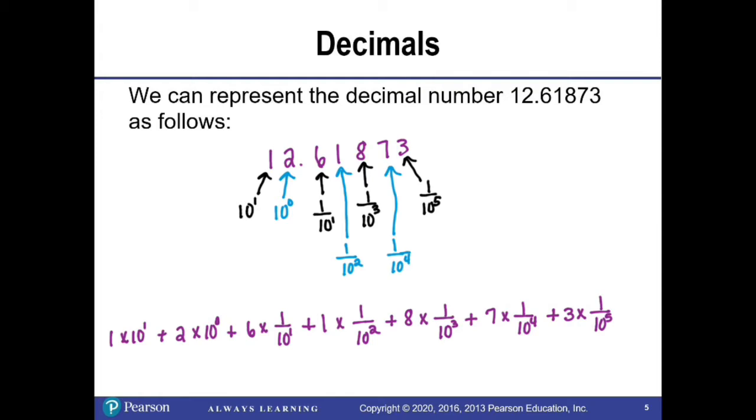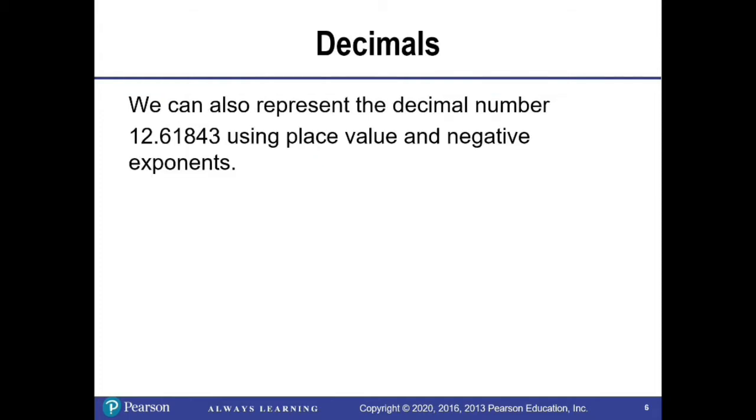When I move my base from the denominator to the numerator, that power becomes negative. So if we have 12.61843, our 1 is in the tens place, so 1 times 10 to the first. The 2 is in the ones place, so 2 times 10 to the 0. The 6 is in the tenths place. That was 1 over 10 to the first, or I could write that as 10 to the negative 1. So I'd have plus 6 times 10 to the negative 1.